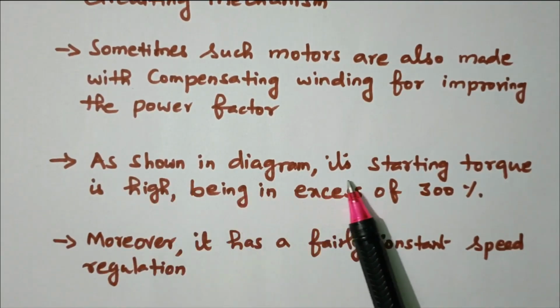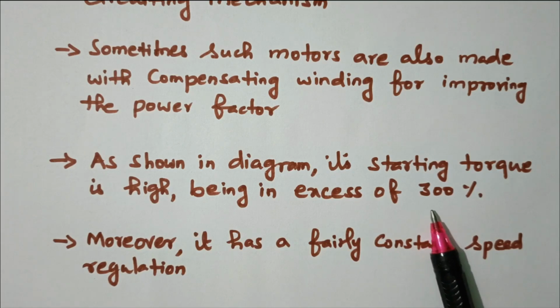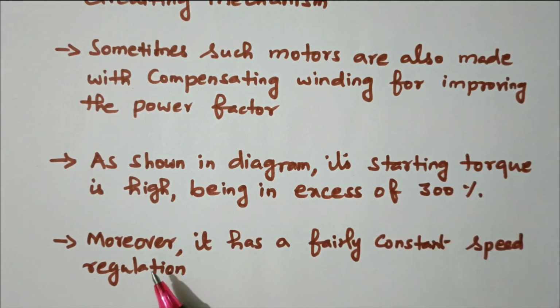As shown in the diagram, its starting torque is high, in excess of 300%, around 350%, as we already discussed. Moreover, it has fairly constant speed regulation. That is the important thing: constant speed is available. Now we'll see the applications of this motor.